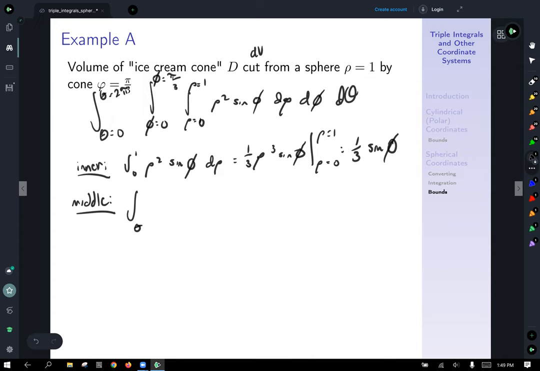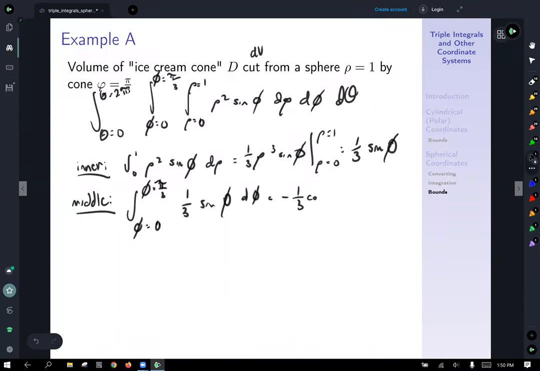So we're going to let phi, whoops, not theta, we're going to let phi vary from 0 to pi over 3. And we're going to integrate 1/3 sine of phi with respect to phi. What has the derivative of 1/3 sine of phi? Negative 1/3 cosine of phi has derivative 1/3 sine of phi. Evaluate that from phi equals 0 to phi equals pi over 3. All right, so what's that going to give us? That's going to give us negative 1/3 cosine of pi over 3 minus negative 1/3 cosine of 0.